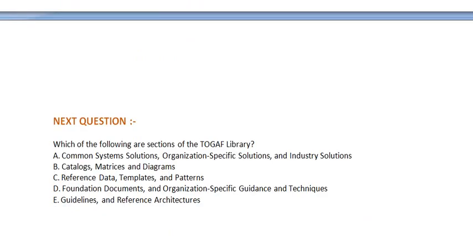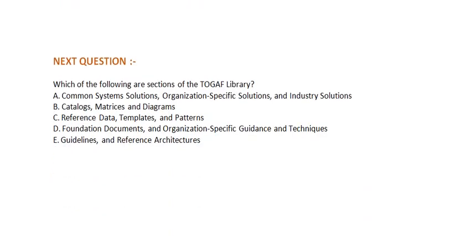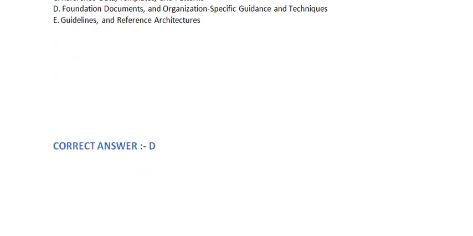Next question is which of the following are sections of the TOGAF library? Option A, common system solutions, organization specific solutions and industry solutions. Option B, catalogs, matrices and diagrams. Option C, reference data, templates and patterns. Option D, foundation documents and organization specific guidance and techniques. And option E, guidelines and reference architecture. The correct answer is option D.